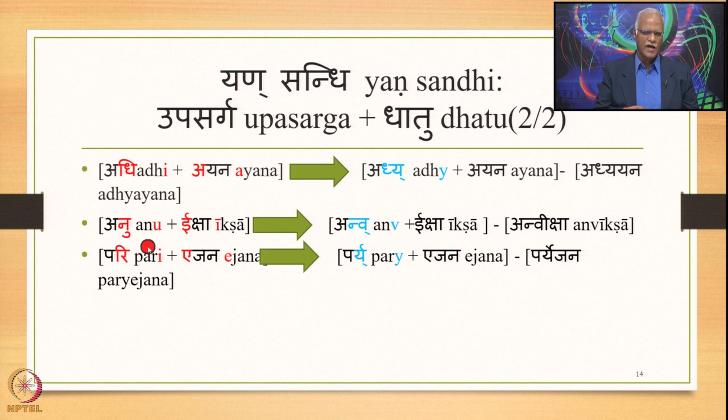Similarly, you have anu as the upasarga, the preverb, followed by eeksha, the verbal root to see, and then we have 6.1.77 applying because samhita is nitya, and the output generated is anva plus eeksha, anviksha. Similarly, pari plus ejana, where we have pari as the upasarga and eja as the verbal root, and so 6.1.77 applies, and parya plus ejana is the output, and paryejana is what we get. Eja means to tremble.